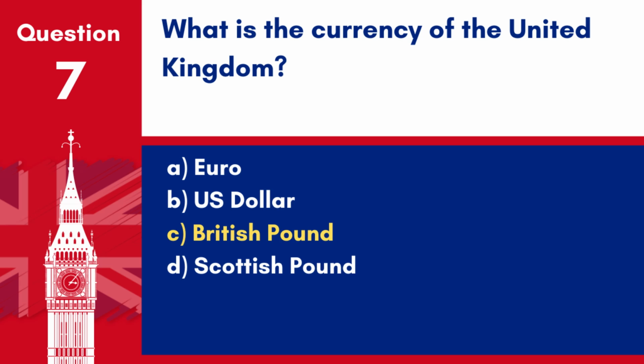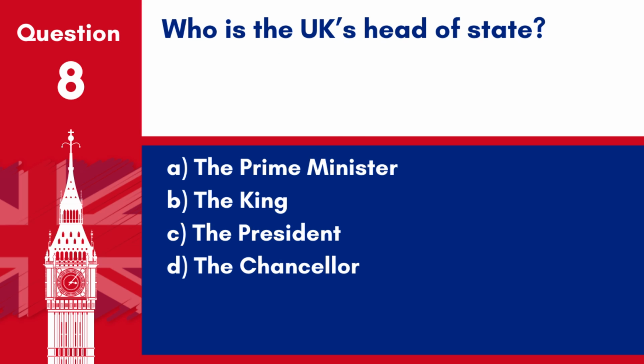Answer: C. British pound. The official currency of the United Kingdom is the British pound. Question 8. Who is the UK's head of state? A. The Prime Minister. B. The King. C. The President. D. The Chancellor.